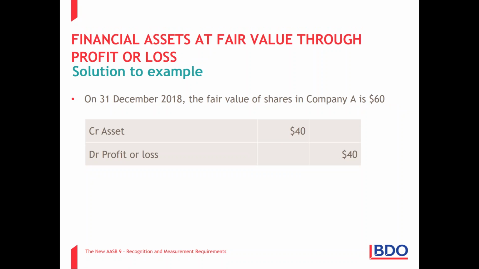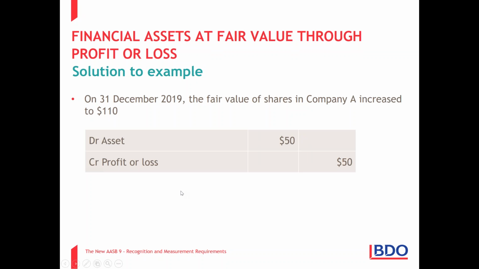On the 31st of December, and I can see I've made the same mistake, look here, these numbers are the wrong way around. The debit and the credit there is right, but the numbers are the wrong way around. On the 31st of December 2018, the fair value of the shares is now $60, so I have to credit the asset with $40 because the fair value of the shares has to be reflected in the statement of financial position. So credit the asset $40, debit profit and loss $40, because here every change in the fair value of the asset just goes through profit and loss.